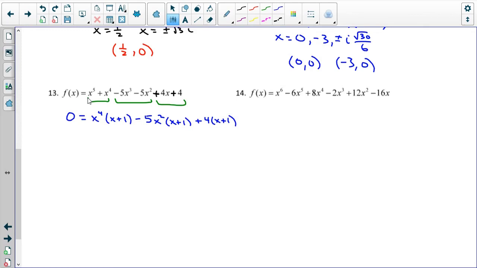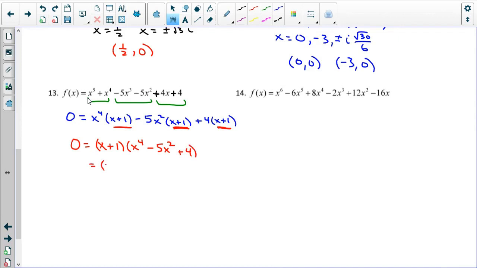We are very fortunate, as we have been in all of these problems on the back, where the numbers that end up being factored out leave us with x plus 1 every time. It's been leaving us with the same thing every time. And I'm sure once we start getting problems that don't, we're going to have to learn a new method. But as of right now, we're doing okay. So we have x plus 1 times x to the fourth minus 5x squared plus 4.